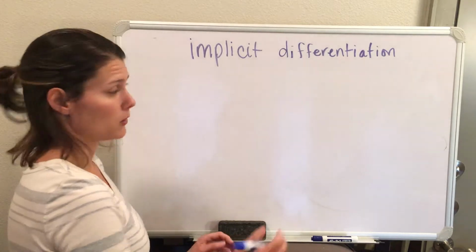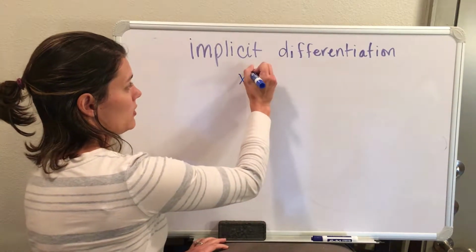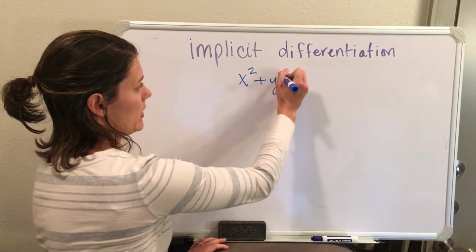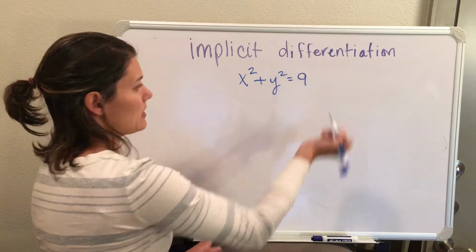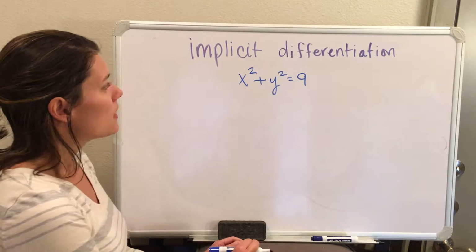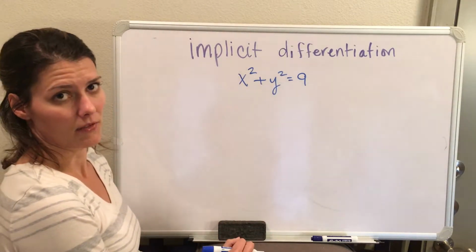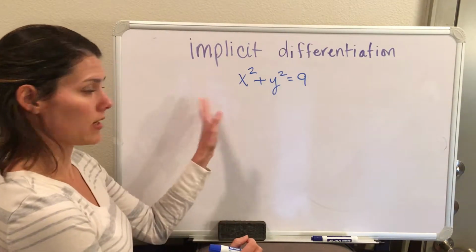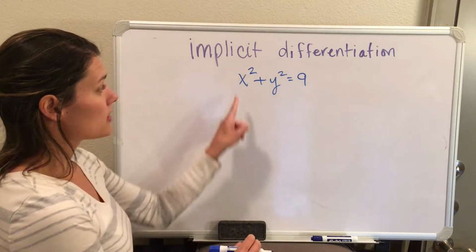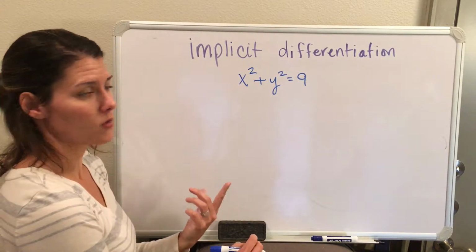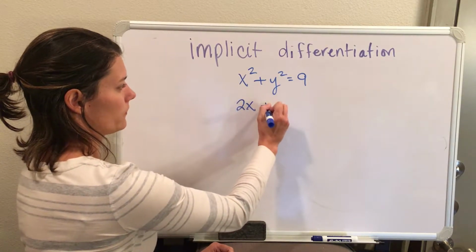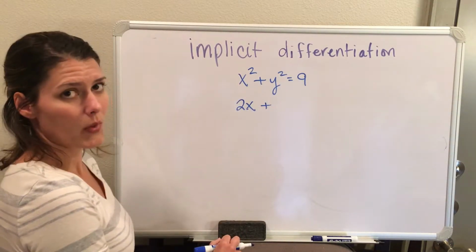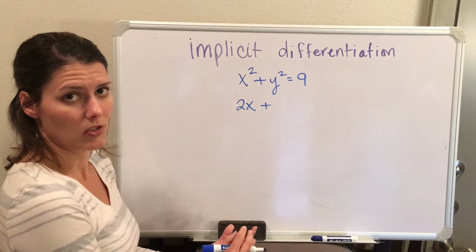Let's start off with this circle. A circle equation is x squared plus y squared equals the radius squared. So we'll have the radius be 3. This is considered to be an implicit function because it's not a function of y in terms of x. So I'm going to start with my first term and I'm going to take the derivative. The derivative of x squared is 2x. The derivative of y squared, that is where you will apply the chain rule.